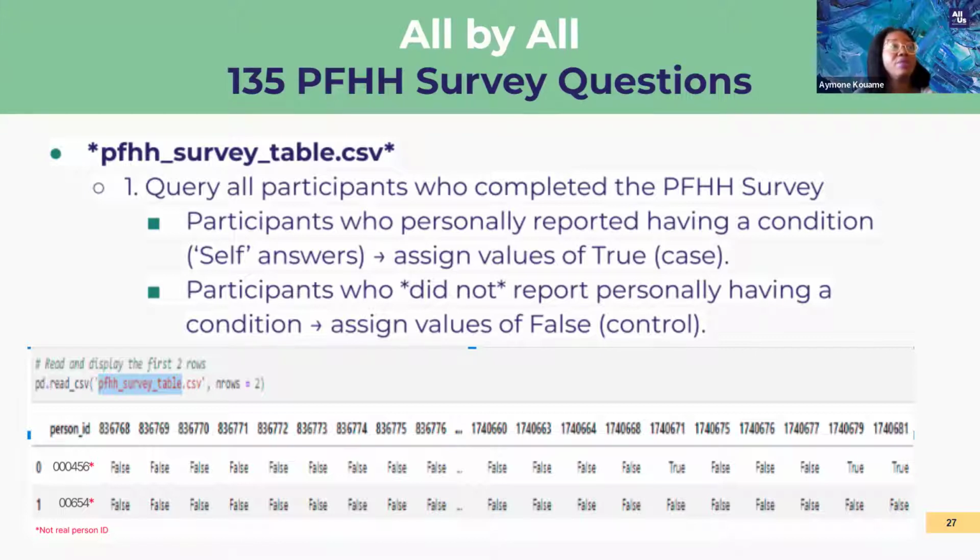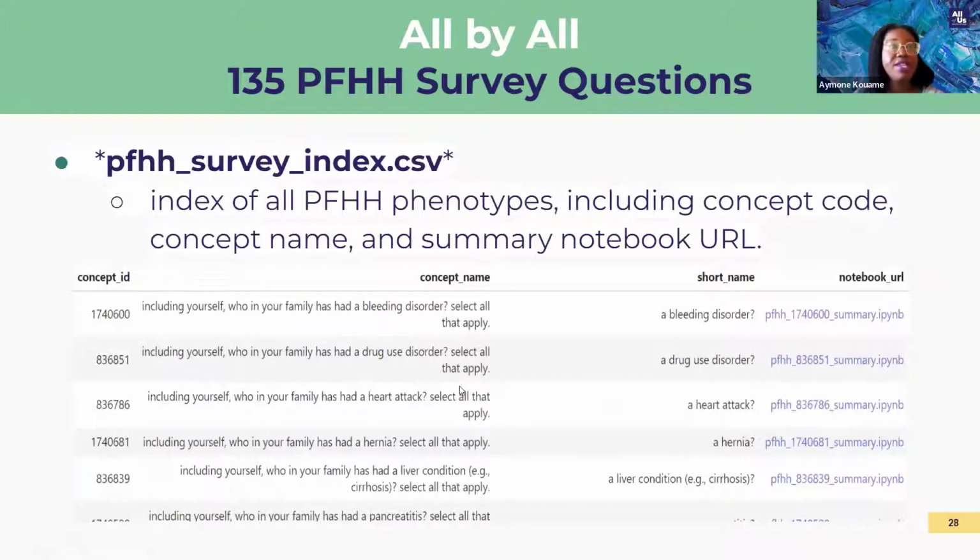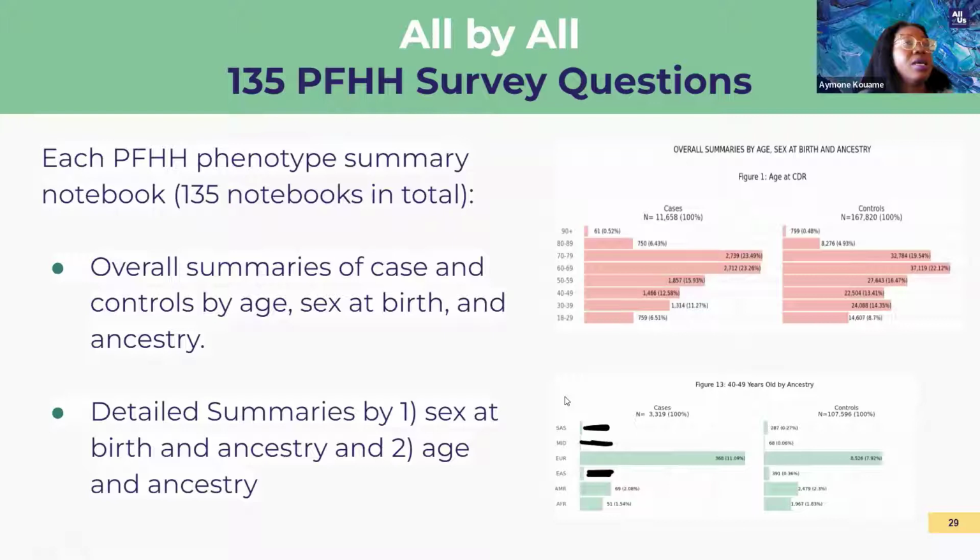And again, this is what the CSV table looks like, with each column being a question concept ID. And then we have an index, also with a clickable link. Here we have a short name for the question, as well as the long string name and the concept ID. Similar to the drug workspace, we have an overall summary per different demographics and more detailed summaries.